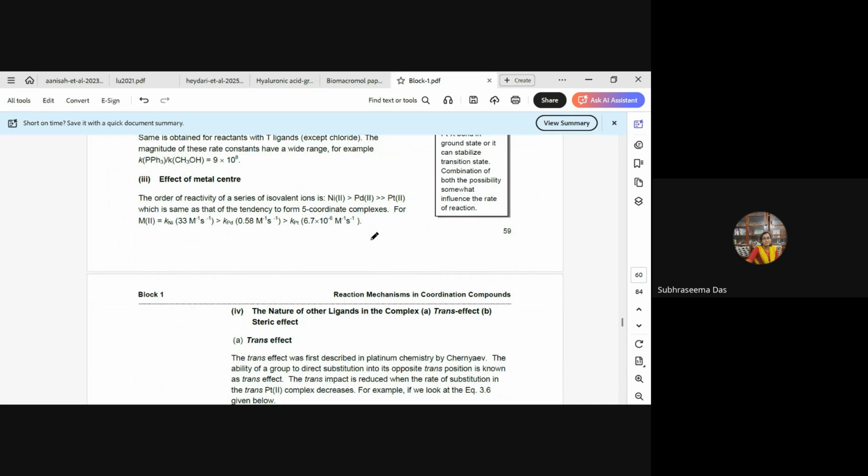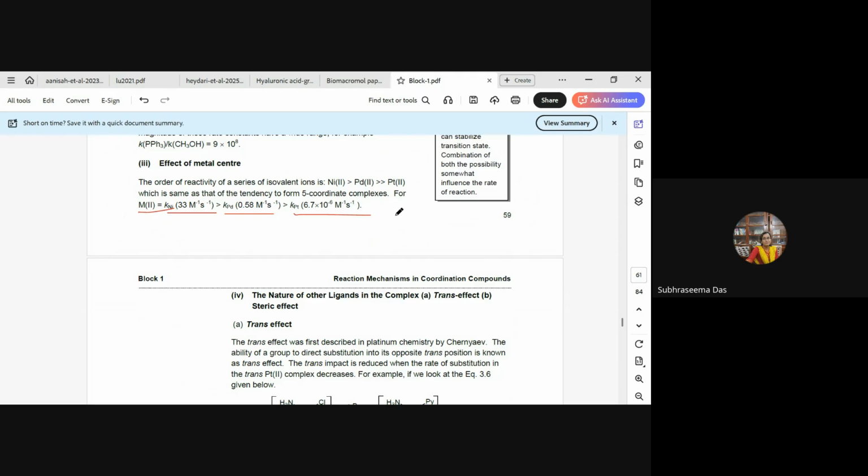Then coming to the effect of the metal center. The order of reactivity of a series of isovalent ions is nickel 2 plus, which is greater than palladium 2 plus, which is greater than platinum 2 plus. It is the same as the tendency to form five coordinate complexes. So for example, here you see the k of nickel is greater than the k of palladium 2 plus, which is greater than the k of Pt 2 plus.